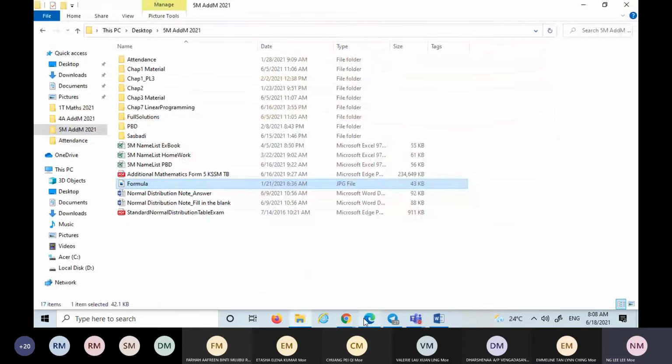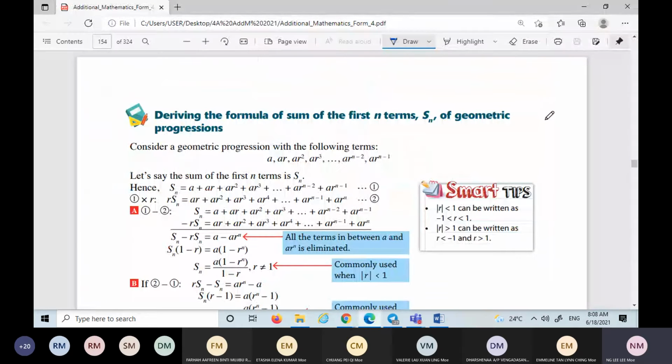Okay, I come back to the textbook. Even though this formula is given, sometimes the question may ask this way: derive the formula for Sn of geometry progressions. So you have to know the steps to get this. Very simple, you just start with this.